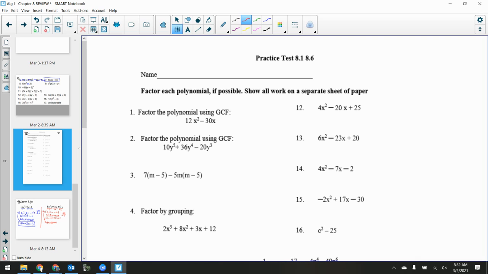Taylor had number 1, right? Taylor, what'd you get for number 1? You got a 6x and a 2x minus 5. I agree with that. Keep holding that up there.